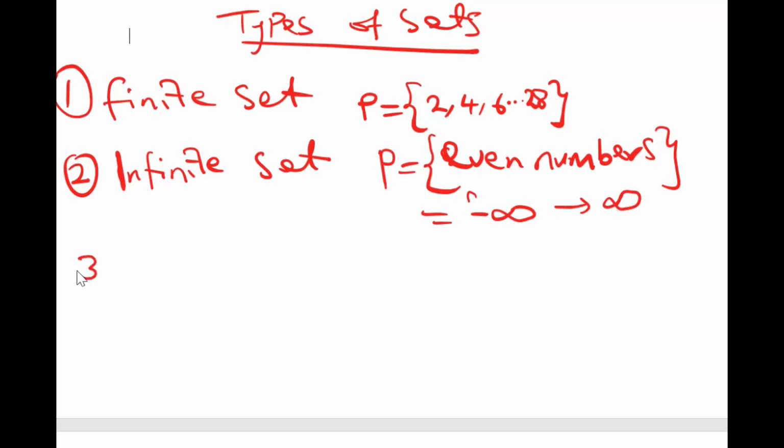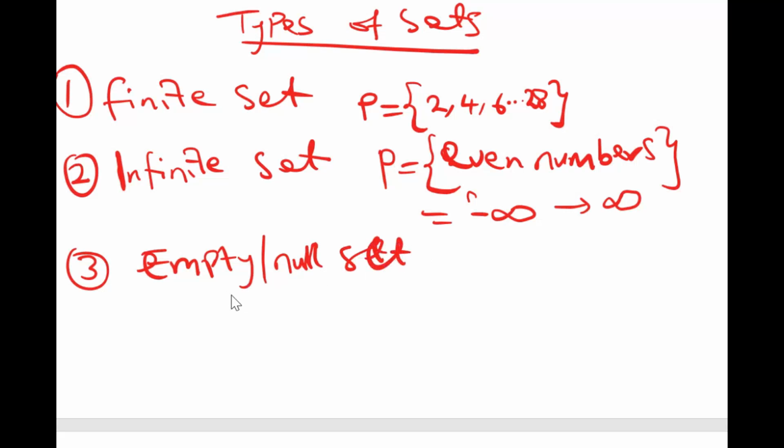Then number 3 is the empty set, or null set. From the word empty, we already know what the meaning is. An empty set is a set that has no element. This can be represented as this or this.